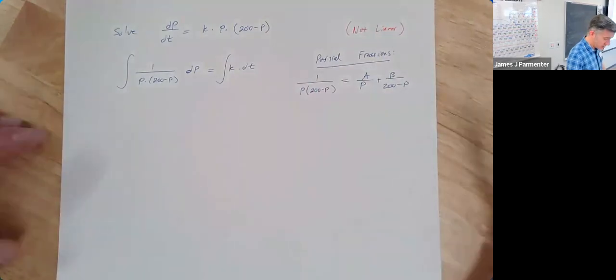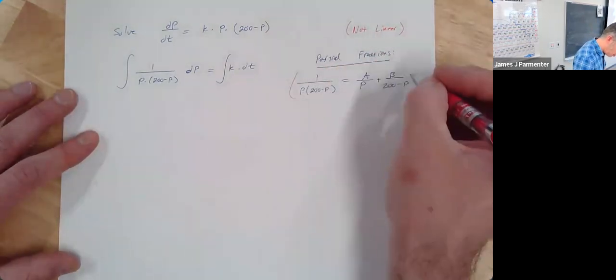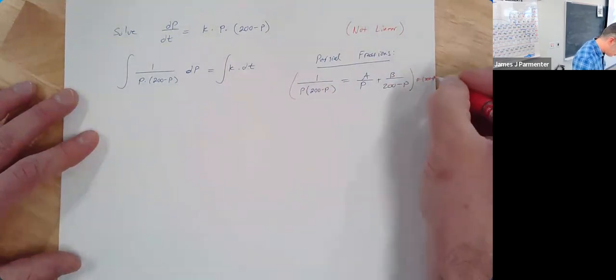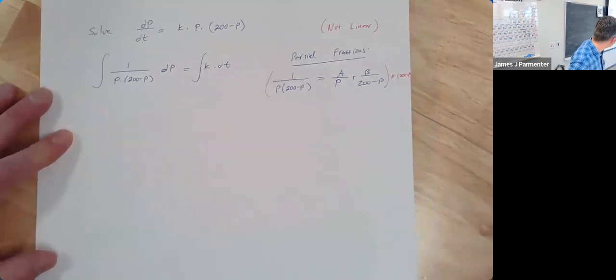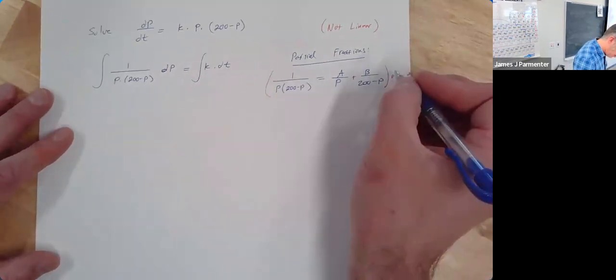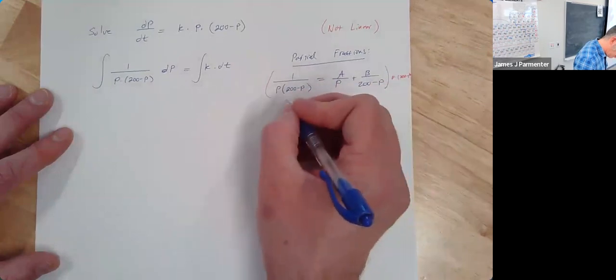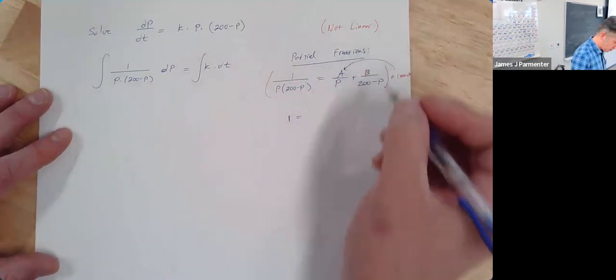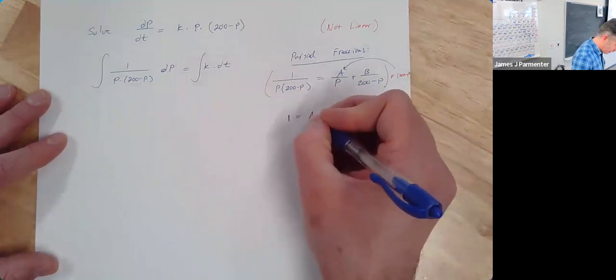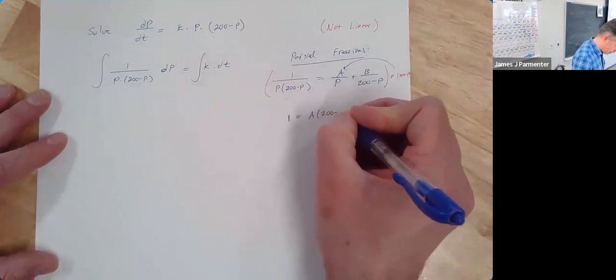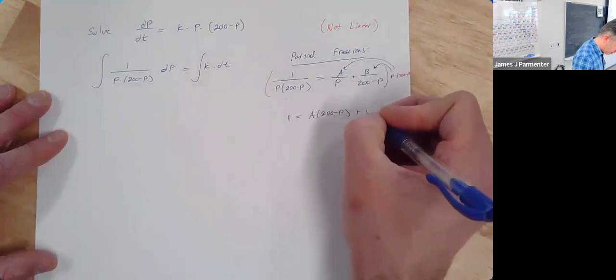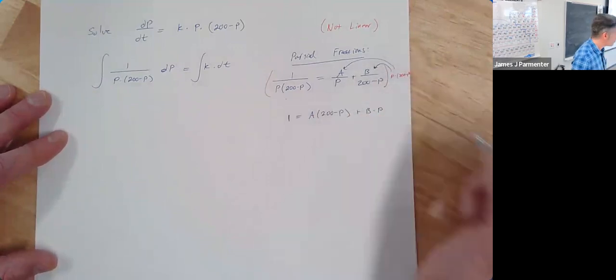We multiply both sides by the common denominator. We're going to multiply both sides by p times 200 minus p. Sorry, it's a little squeezed in there, I know. It says p times 200 minus p, believe it or not. If we multiply this to here, we're going to get just the numerator. We multiply this by that term, the p's cancel, and you get A times 200 minus p. When you multiply it here, the 200 minus p's cancel, and you get B times p.